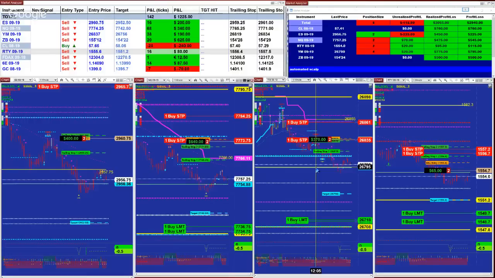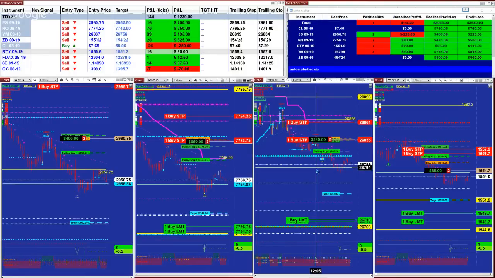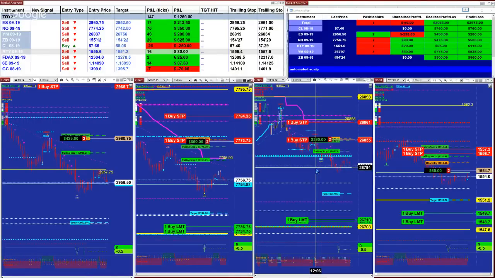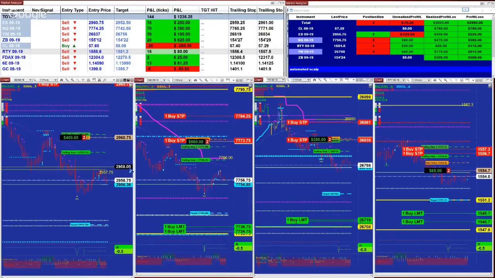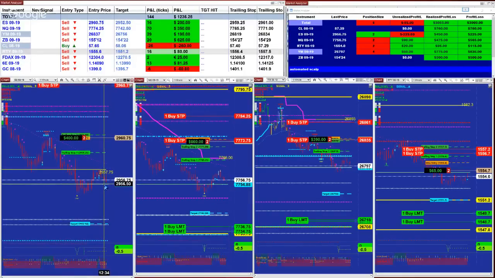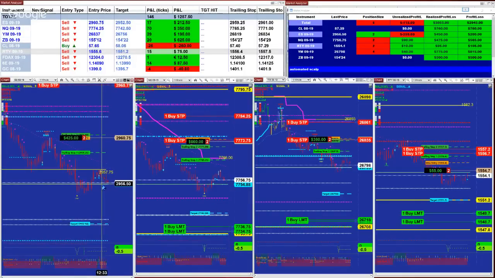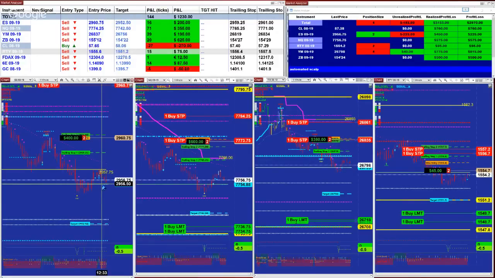On the YM, we need to break the 694, and we are about to break it. Keep your eye on the ES, folks. This is the magic number today on the ES. If we break the 56.50, we're gonna make a difference on those trades.